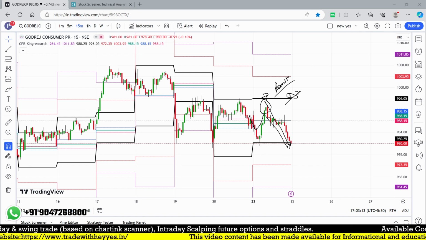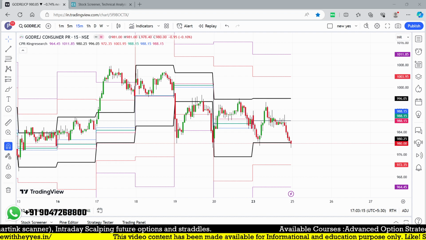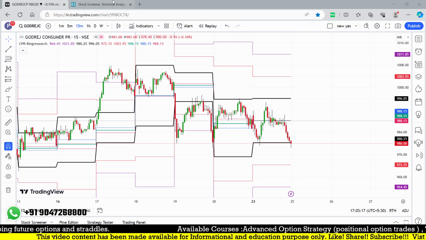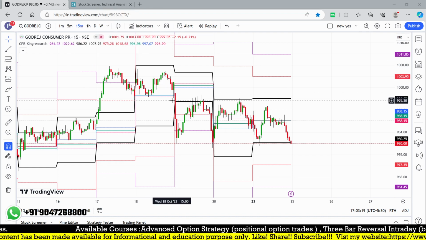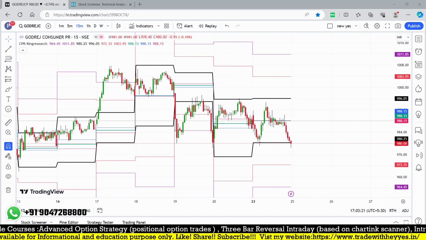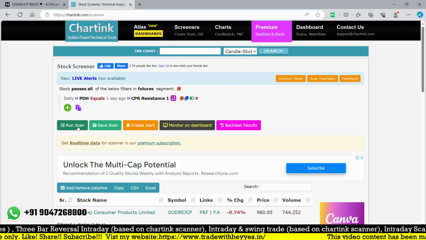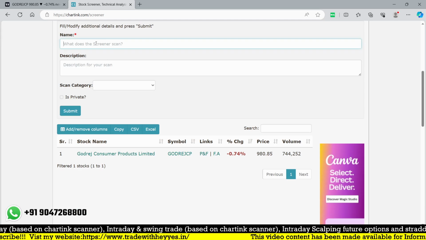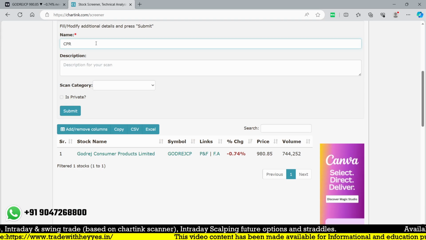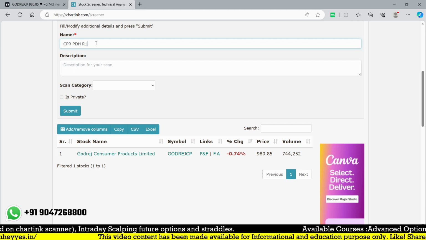Yesterday the market was huge, but we have only one stock. This is what rarely happens, so it is exactly the equal which we are looking for. And if I want to save this scan for a backtest, CPR PDH R1.